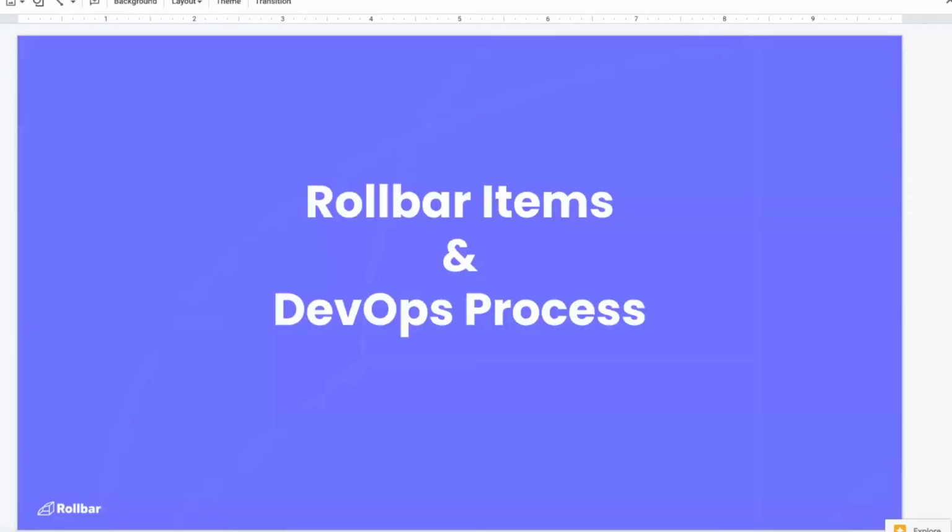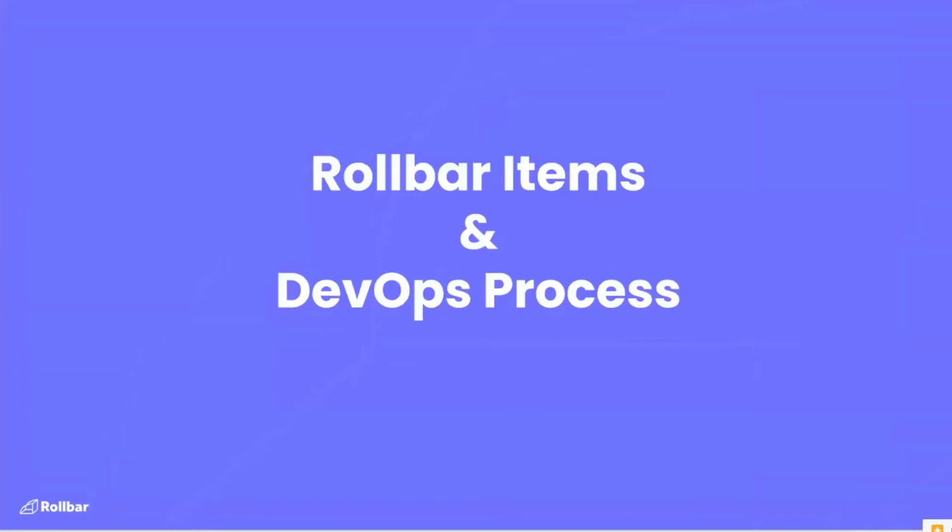All right, so up next, Rollbar items and DevOps process. I think I'm just going to enlarge the slides here since I'm jumping back and forth. It's a little clunky, so we'll just use this mostly full screen view.